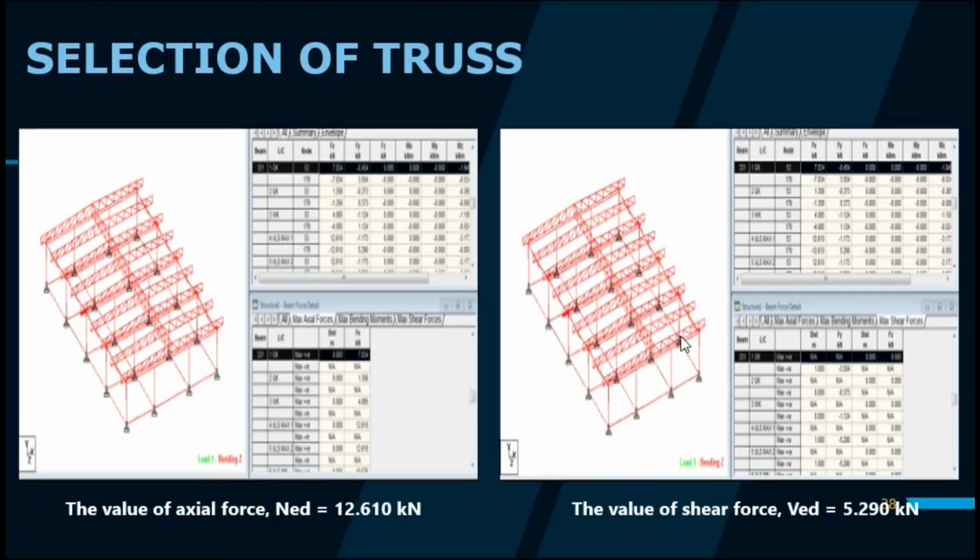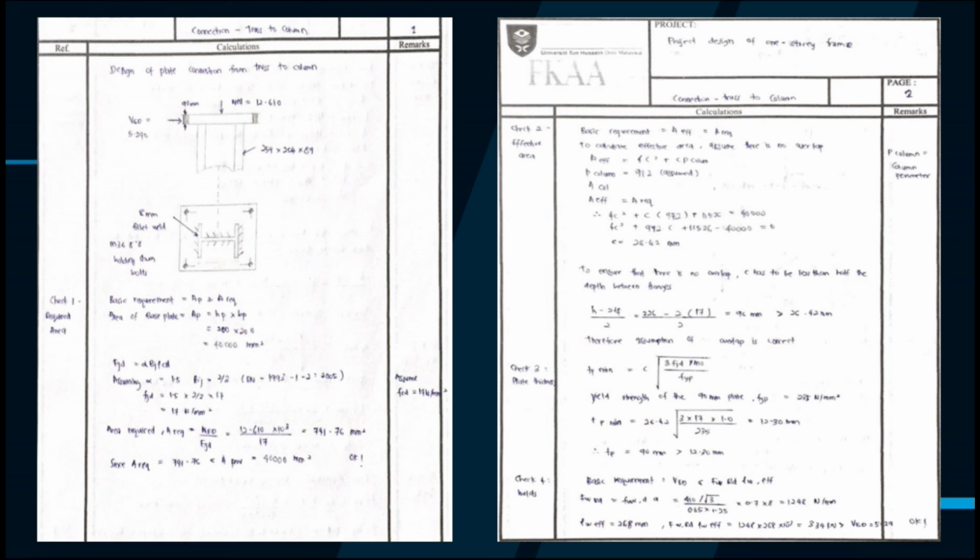For the selection of truss, we use the area that has more trusses. The value of axial force is 12.610 kilonewton and the value of shear force is 56.290 kN. For this design of plate connection from truss to column, first we need to check for its required area. We design the area of base plate, which is 40,000 mm².